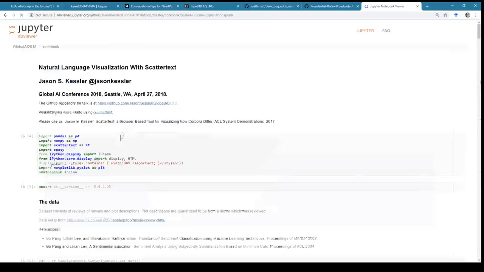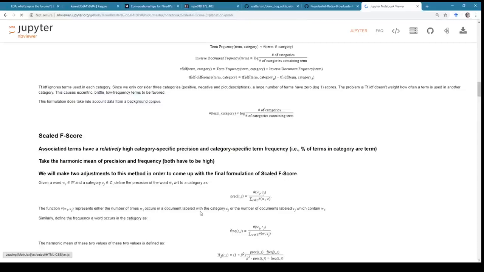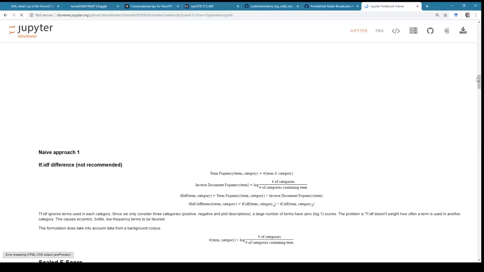Okay, so here's the notebook viewer. All right, we're importing stuff. That's normal. It's, oh my gosh, it's loading slowly. I want to scroll down. Okay, well, I can't scroll down, so we're just going to wait for it to load, and then I'll be able to scroll down, hopefully. Loading MathJax. That might take a minute. Okay. Oh, I can scroll. There's just a lot of lag.